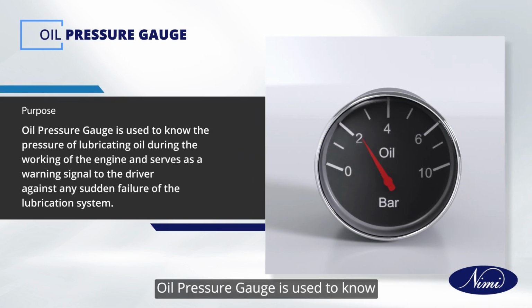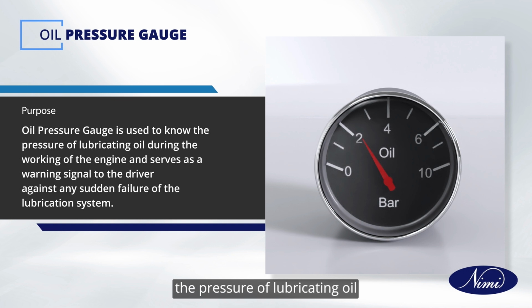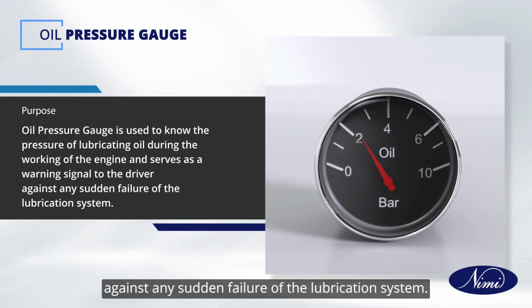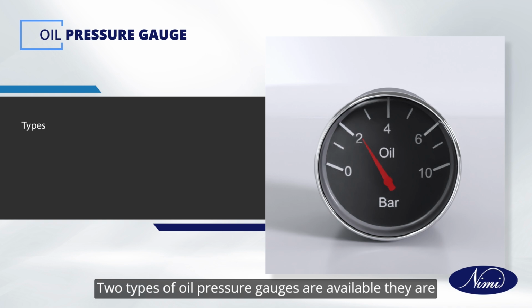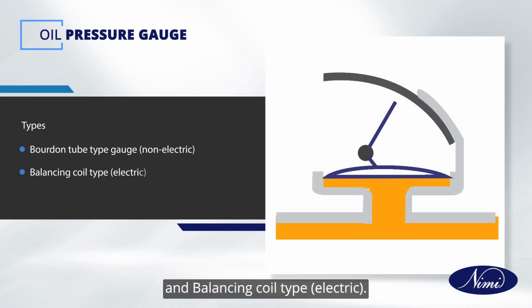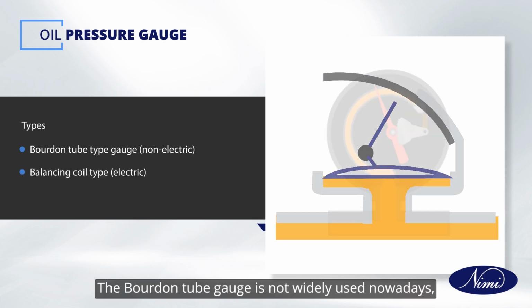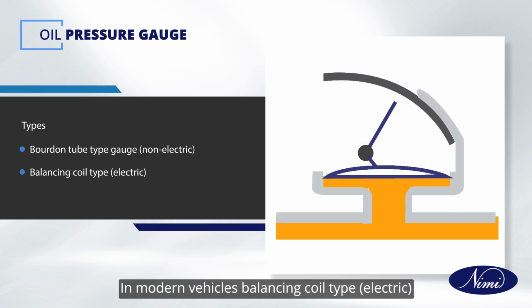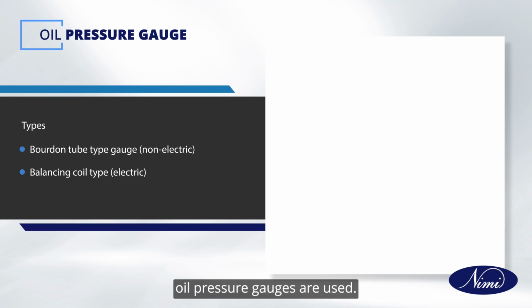Oil pressure gauge is used to know the pressure of lubricating oil during the working of the engine and serves as a warning signal to the driver against any sudden failure of the lubrication system. Two types of oil pressure gauges are available. They are Bourdon tube type gauge, non-electric, and balancing coil type, electric. The Bourdon tube gauge is not widely used nowadays as it has certain drawbacks, that is, the connecting tube leaks at joints. In modern vehicles, balancing coil type, electric oil pressure gauges are used.